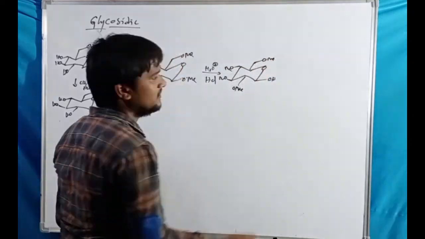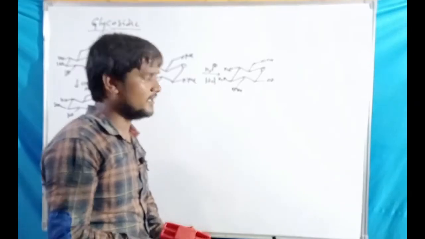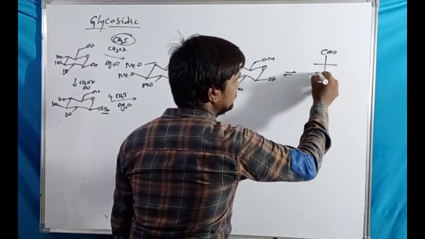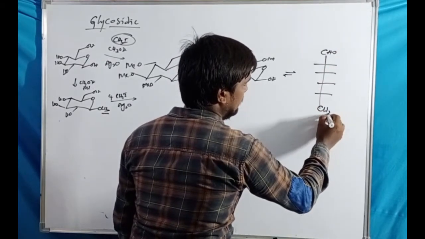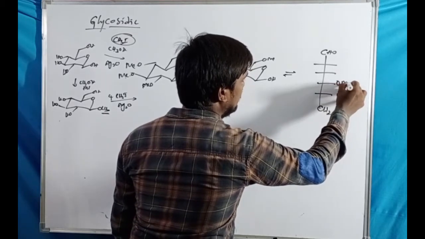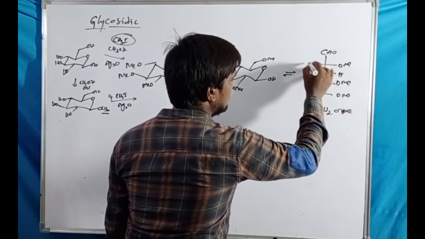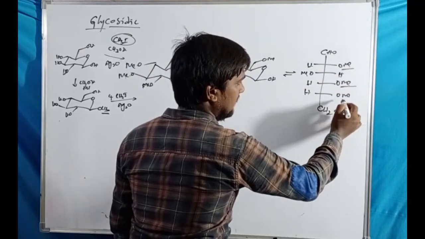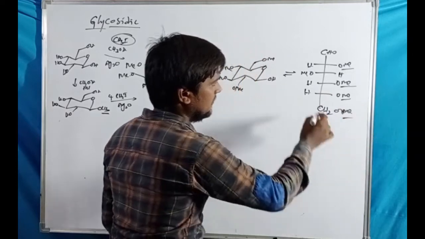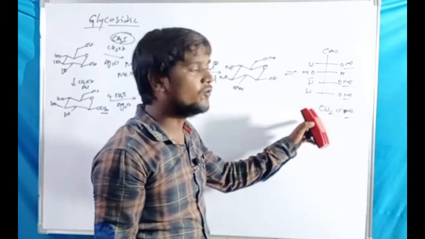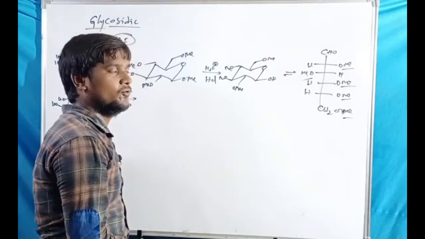O methyl. Okay, so this glycosidic O methyl can only be hydrolyzed. Then it converts into its open chain form. Now here, CH2OMe, OMe, H. So here one methyl, second, third, fourth, fifth: five methylated, that is a five ether derivative compound of glucose. Okay, so a pentamethylated glucose derivative.